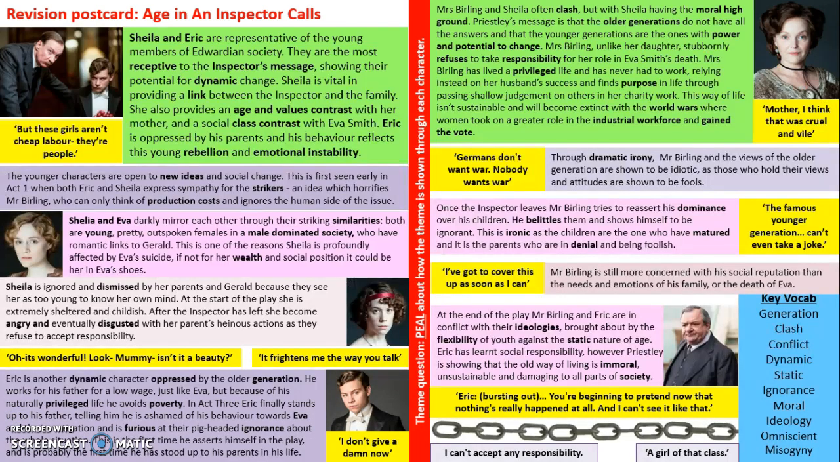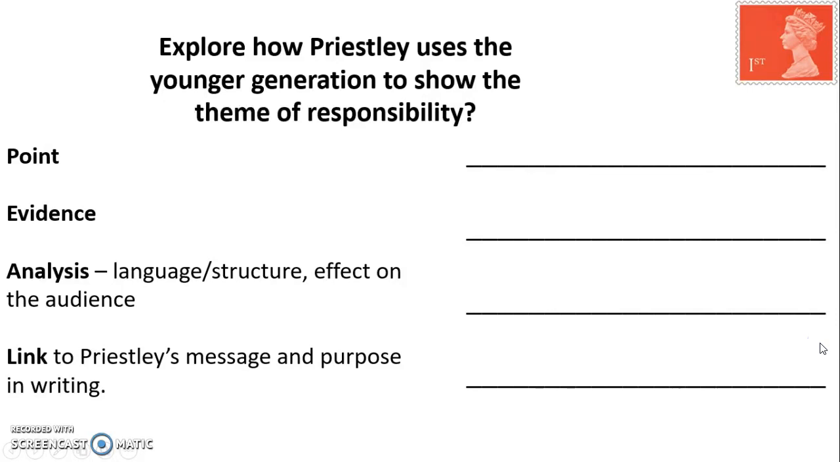If you want to have a go at a thematic question, we've got this question on age in An Inspector Calls, so you're looking at the older and the younger generation in particular. We've got some really great key quotes here. "But these girls aren't cheap labour, they're people." "I don't give a damn right now." And you've got key vocabulary. If you're unsure what certain words might mean, please do have a look. And then have a go at attempting this question: explore how Priestley uses the younger generation to show the theme of responsibility. Absolutely fabulous question. So do have a go at trying these questions out.